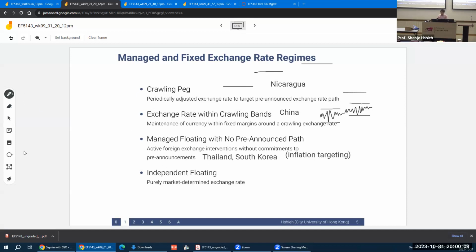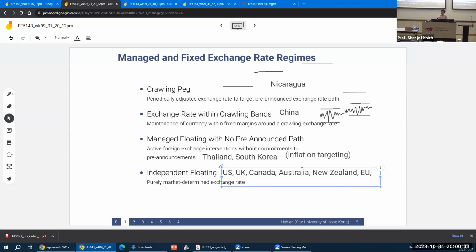And then lastly, this is every other country you can imagine that's the Western world. So this is like US, UK, Canada, Australia, New Zealand, Euro, EU. Yeah. Japan, I guess. It just means that they don't rely on exchange rate manipulation to satisfy any sort of internal governance objectives, right?